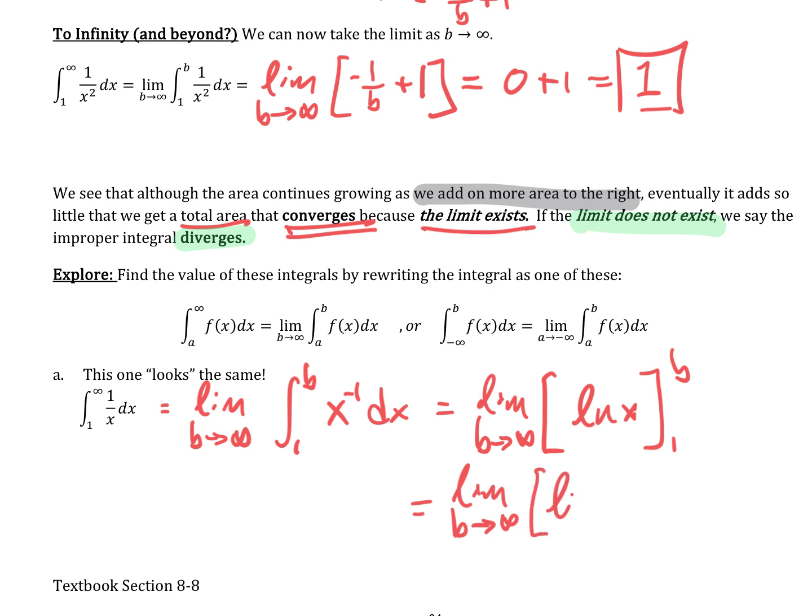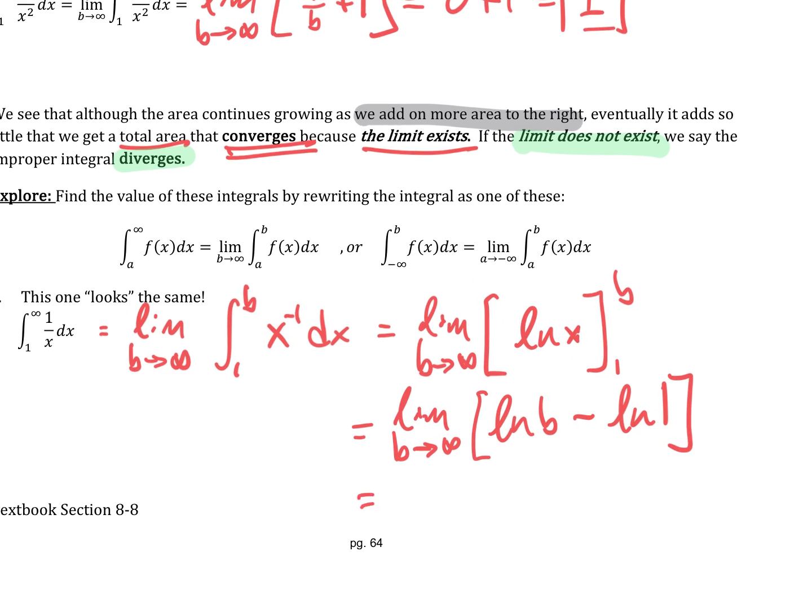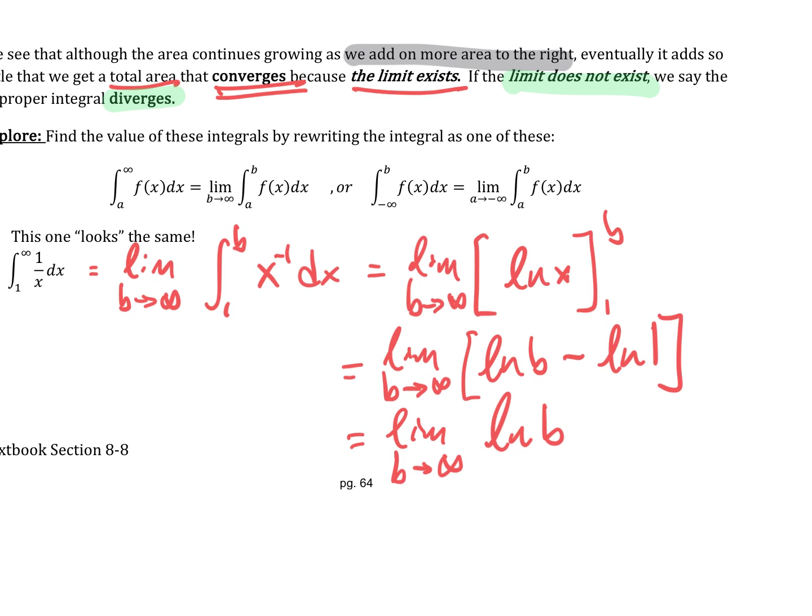And so we have the natural log of b minus the natural log of 1. Remember what the natural log of 1 is? Well, the natural log of 1 is 0, because what is the power you put on e to get 1? The power is 0. So this is the natural log of b. Well, as b goes to infinity, what is the natural log of b going to?